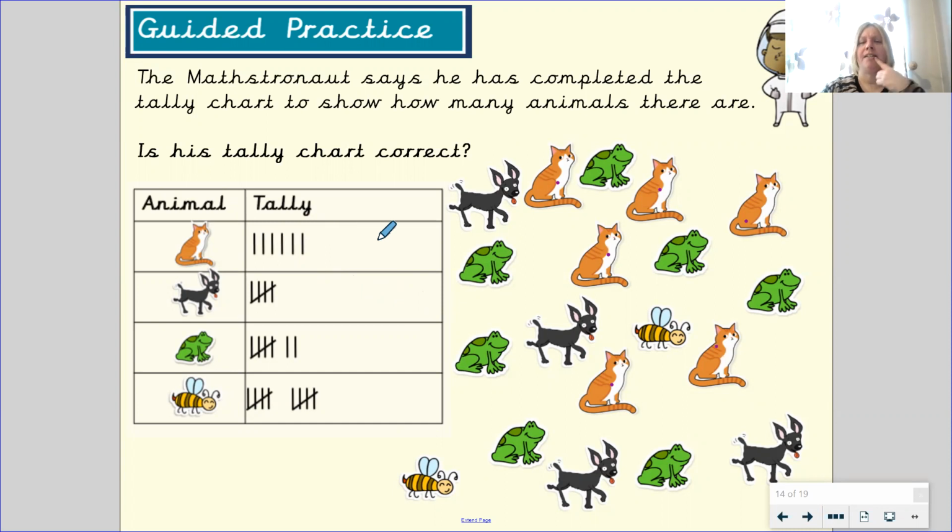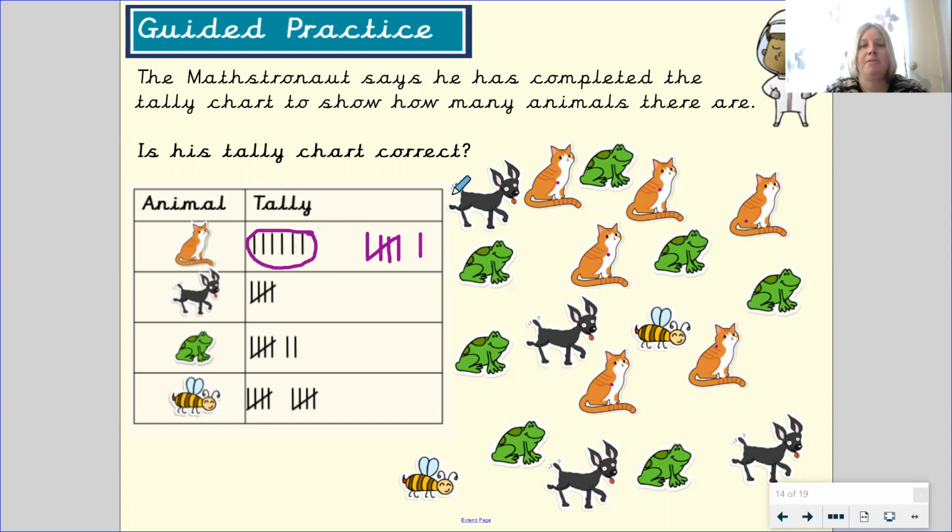He has drawn 6, but should he have drawn his 6 like this? On your whiteboard, can you show me how you draw the 6? Let's check and see. Let's go. 1, 2, 3, 4. And when I get to my 4, I need to remember I go through 5, 6. So he hasn't shown this correctly on his tally chart.